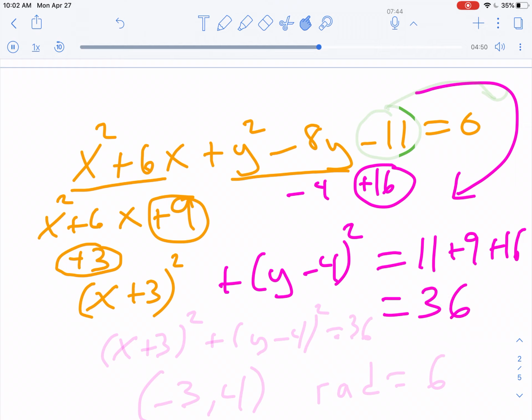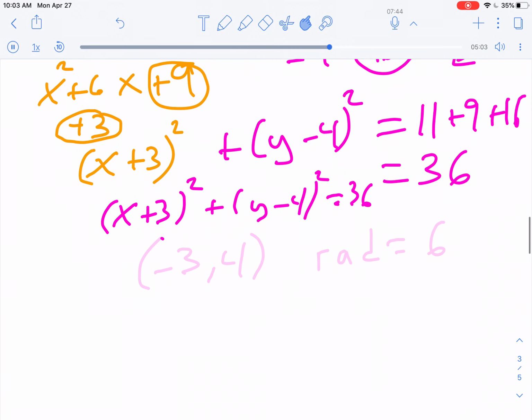So your equation then, when it's all said and done, is x plus 3 squared plus y minus 4 squared equals 36. So this circle would have a center at (-3, 4), and the radius is the square root of 36, otherwise known as 6. So you have to complete the square on both parts. There are homework problems like this in the last assignment we did, but there's a couple quiz questions like this as well, so you have to know how to complete the square.